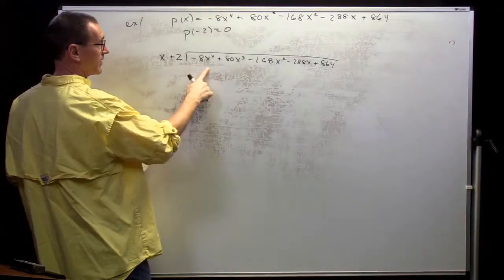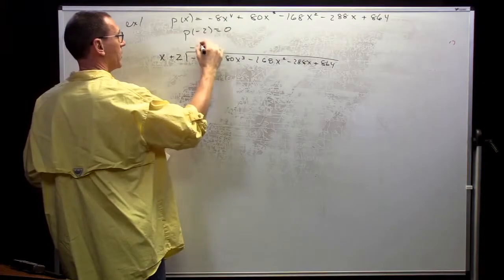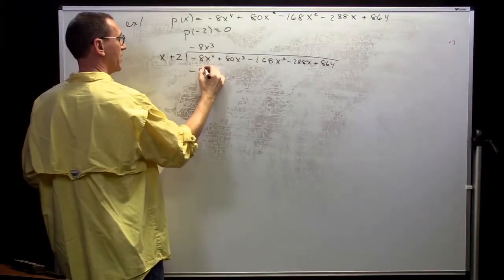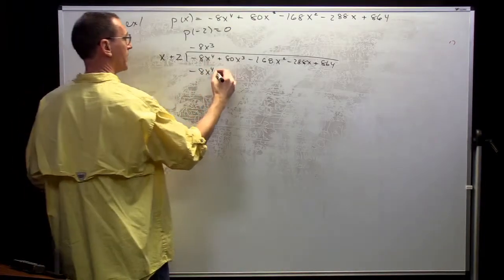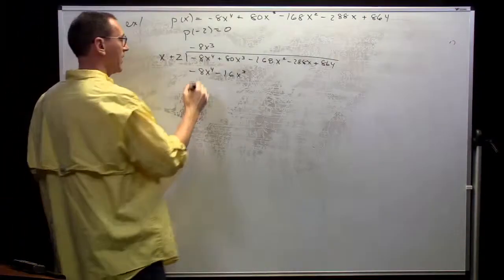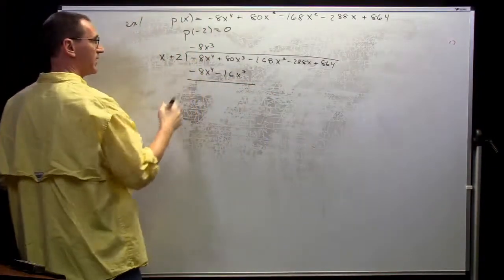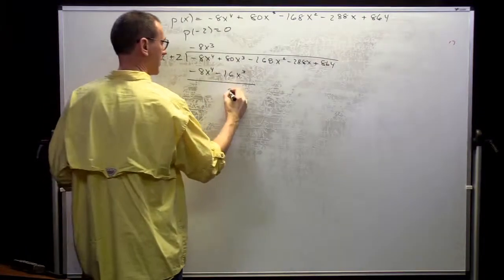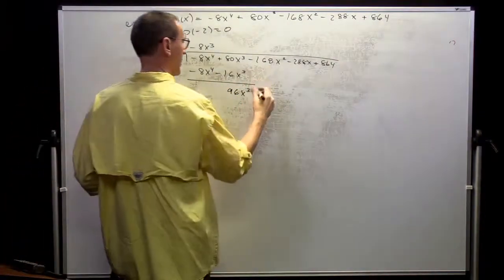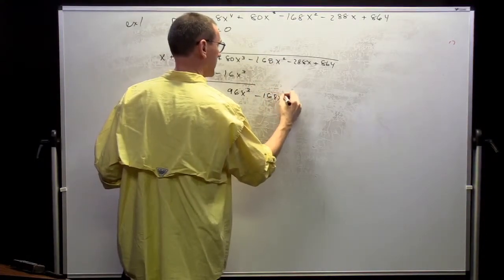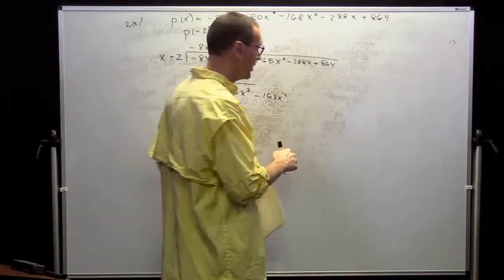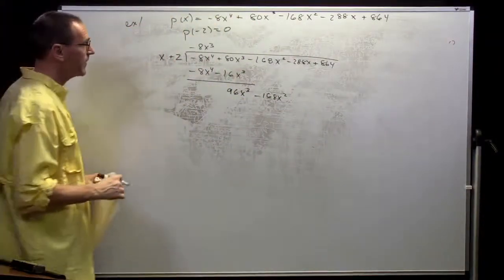What times x gives me minus 8x to the 4th? Well, minus 8x cubed. So I take this and multiply this through. Minus 8x to the 4th minus 16x cubed. Now I'm going to subtract this. This minus this is 0. This minus this is 96x cubed. This minus 0 is minus 68x squared. Okay, I'm going to get a little lazy here. I know that I'm going to eventually bring these down, so I'm just going to leave them there for now.